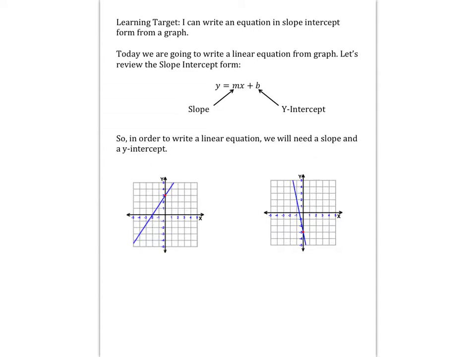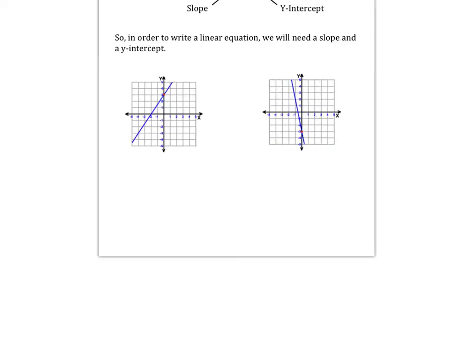To help you remember which axis is the y-axis, sometimes students say "y to the sky," because that axis is the one that's going straight up and down. So, in order to write a linear equation, we will need to find the slope and the y-intercept. Let's take a look at an example.